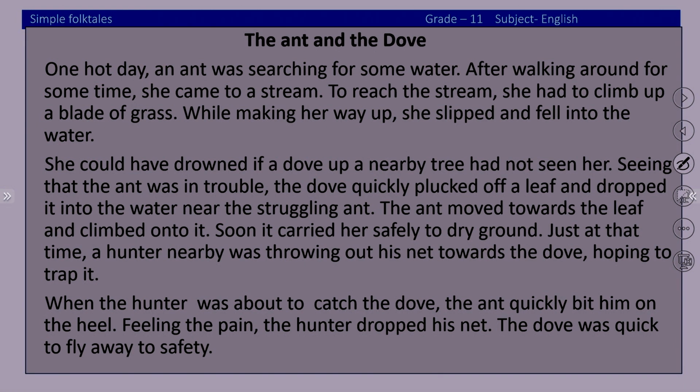Seeing that the ant was in trouble, the dove quickly plucked off a leaf and rubbed it into the water near the struggling ant. The ant moved towards the leaf and climbed onto it. Soon it carried her safely to dry ground. Just at that time, a hunter nearby was throwing out his net towards the dove, hoping to trap it. When the hunter was about to catch the dove, the ant quickly bit him on the heel. Feeling the pain, the hunter dropped his net. The dove was quick to fly away to safety.